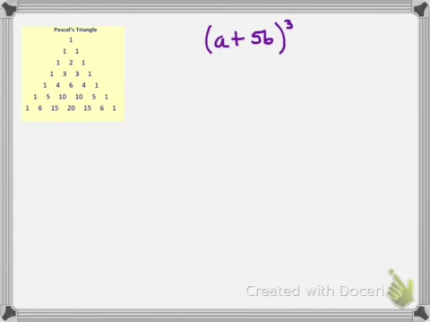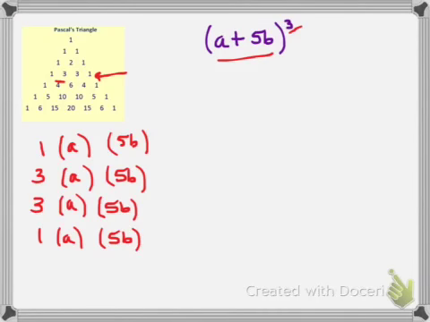Okay, so I'm going to look at one more example with you: a plus 5b to the 3rd power. So again, we have a binomial to the 3rd power. We're going to use this row here because of the 3rd power. I'm going to start off with that. I need a 1, a 3, a 3, and a 1. And then I need to put a and 5b all the way down. So I've got my a's written down, my 5b's written down.